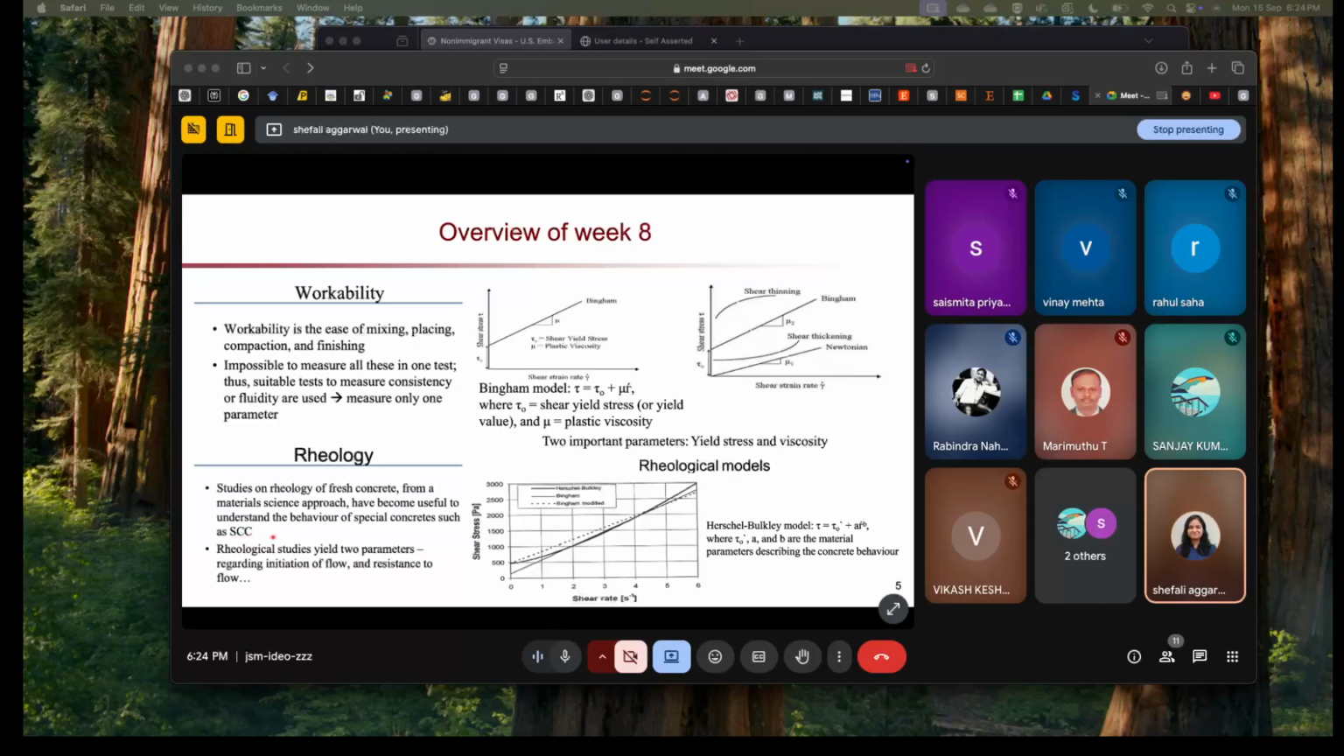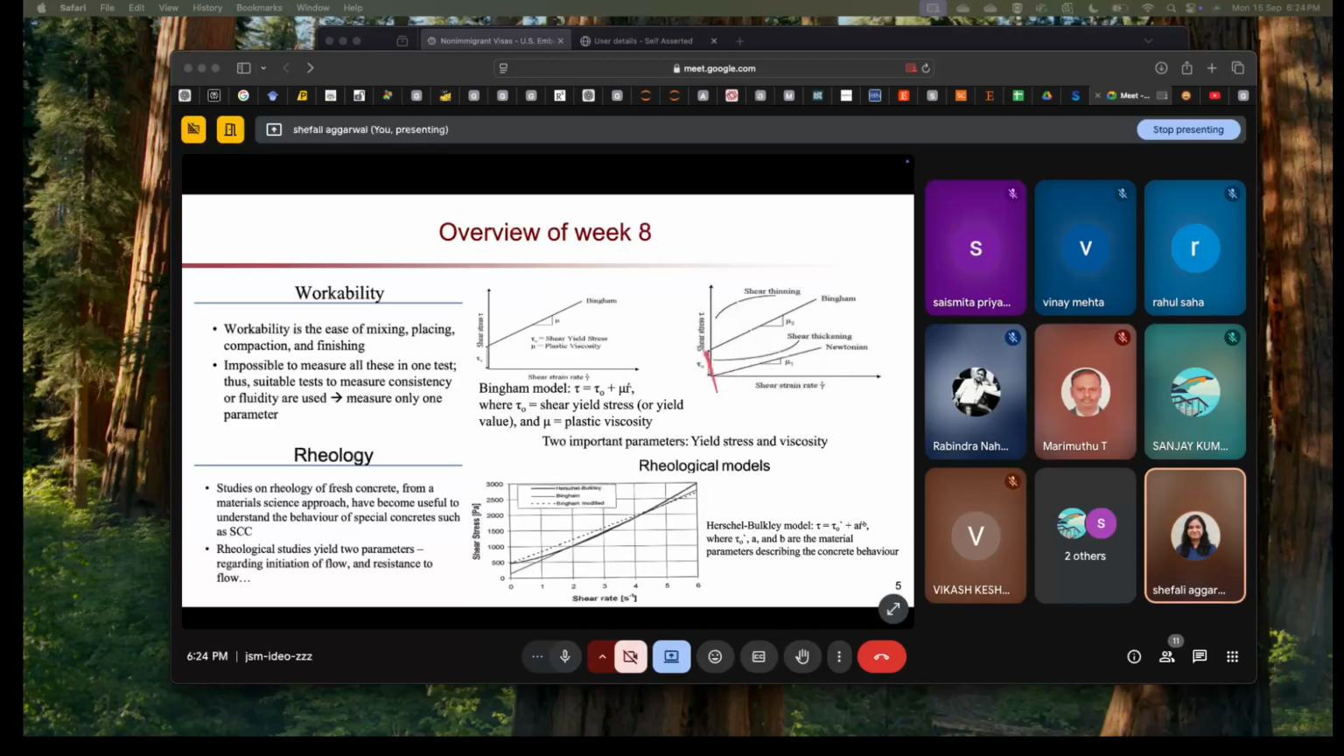SCC is self-compacting concrete. Mainly, when we talk about rheology and fluidity, we talk about two parameters. One is initiation of flow and the second is resistance to flow, or you can say in terms of yield stress and viscosity. There are many different models which have been proposed to study the rheology of our concrete system. Normally we will have a graph between shear stress and shear strain rate. It's not shear strain, it's rate.